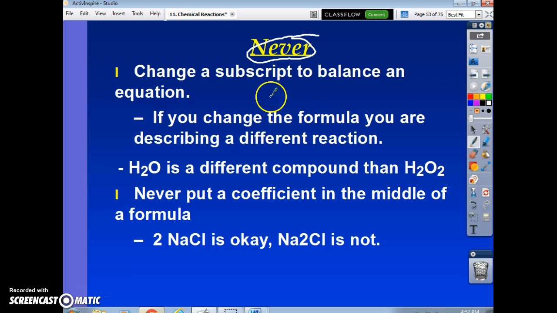So, make sure you never change a subscript. Don't do it. Don't change a subscript. If you do it, you're wrong. If you change the formula, it's a different reaction.